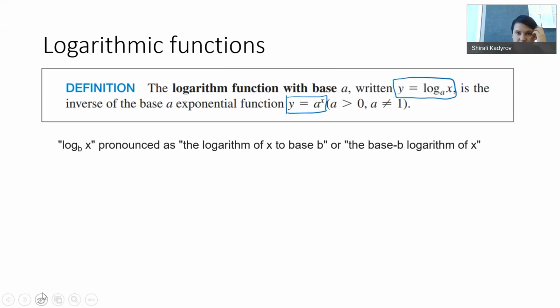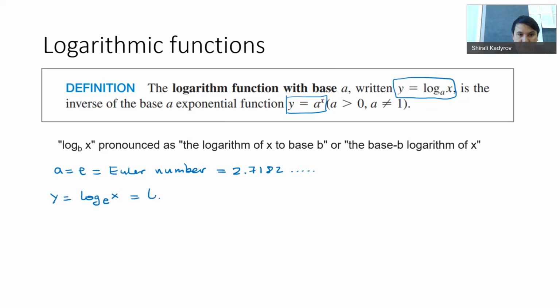There are two very important special cases. When a is equal to e, if you remember, this is the Euler number, which is very important in mathematics. This is like 2.7182, etc. It's a transcendental number if you know what it is. So in this case, we call it the natural logarithm. So then we call this log base e of x. We also have a special notation: this is ln x. So this is called the natural logarithm.